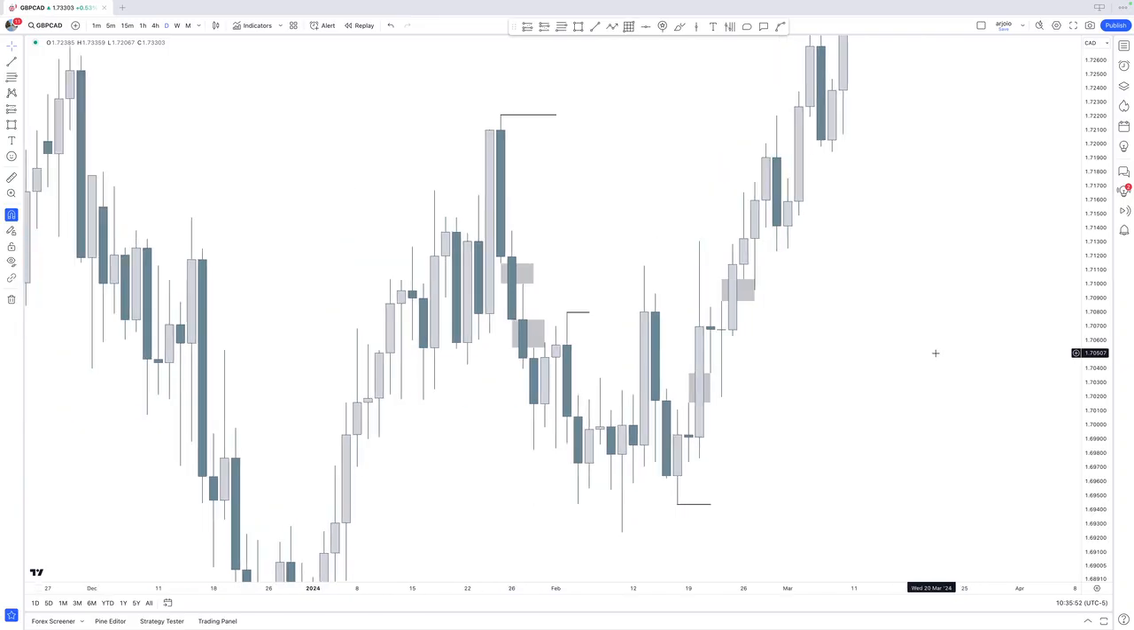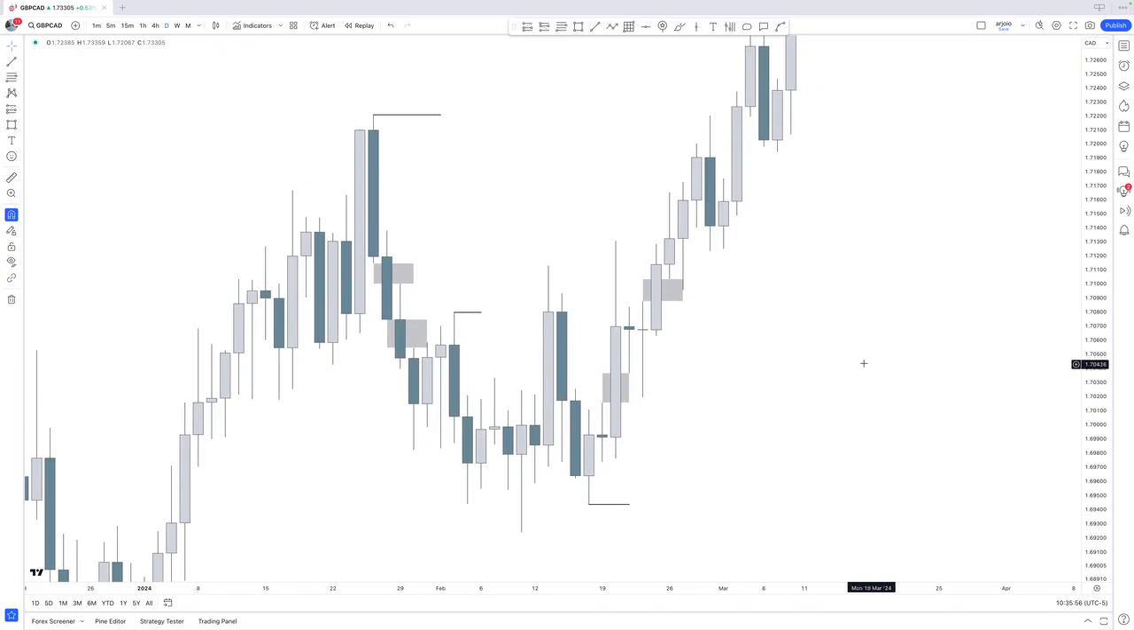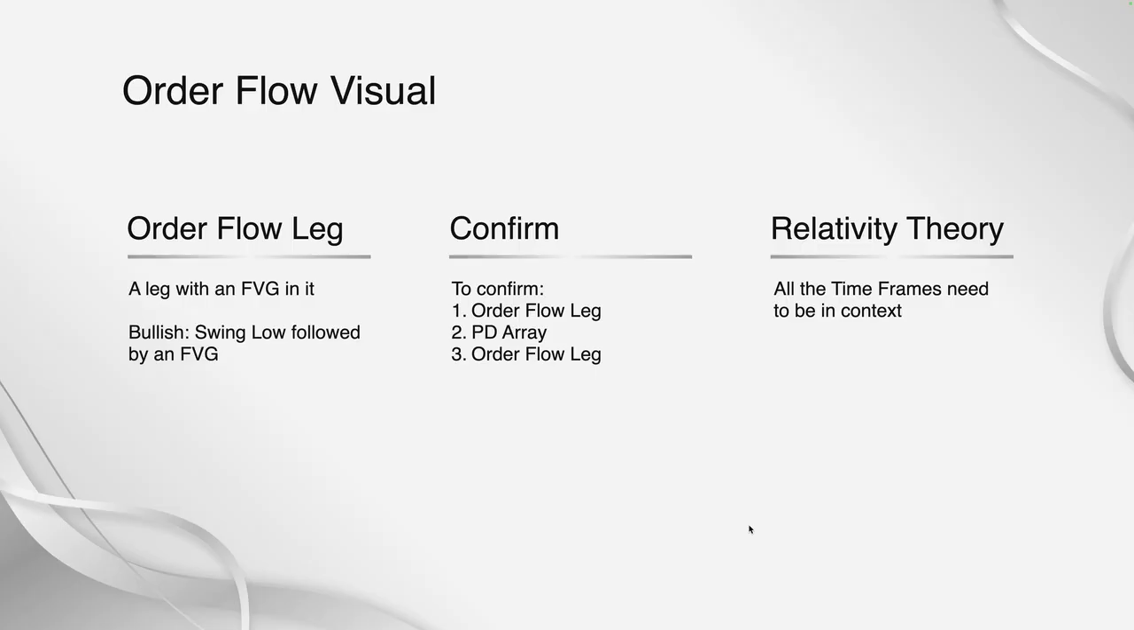This is also what we are, of course, going to dive deeper and deeper into. This is the very basis understanding. Now, the last visual explanation right here, before we dive more in depth as well, is the relativity theory. And the relativity theory is all about time frames.